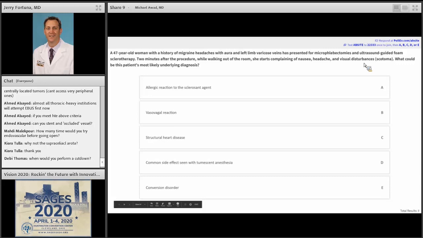A, allergic reaction to the sclerosant agent. B, vasovagal reaction. C, structural heart disease. D, common side effects seen with tumescent anesthesia. E, conversion disorder.